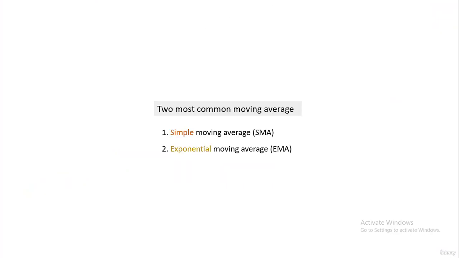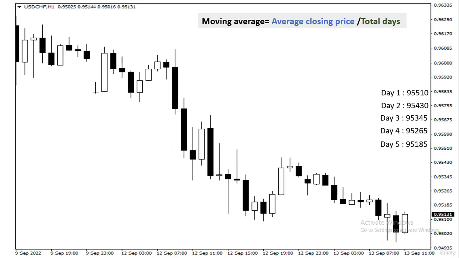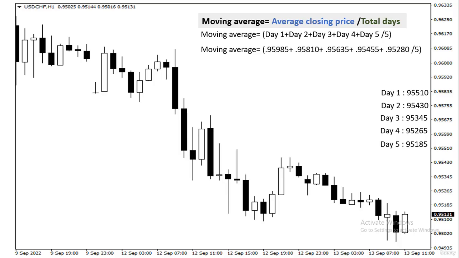There are two most common moving averages that are used in the security market, the simple moving average and the exponential moving average. The simple moving average is a simple average of a currency pair's movement over time. We collect the 5 days closing prices from the price action chart and calculate the moving average. Here we see the 5 days closing balance, and then we find the simple moving average result using this formula.